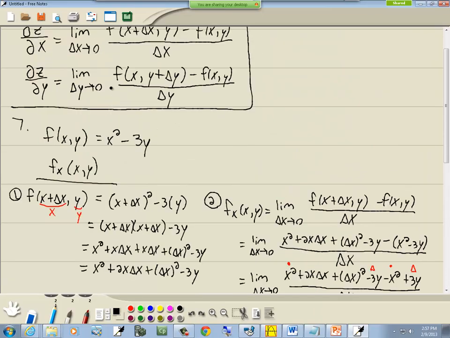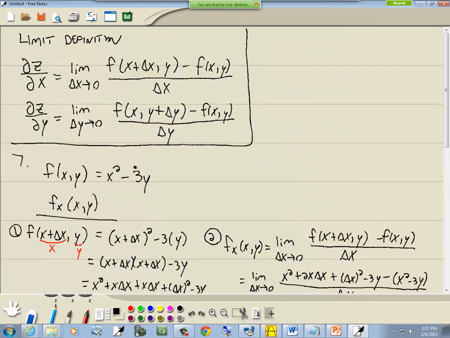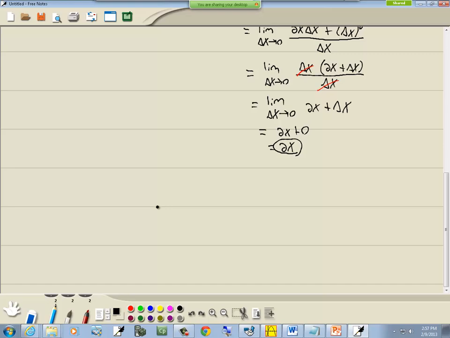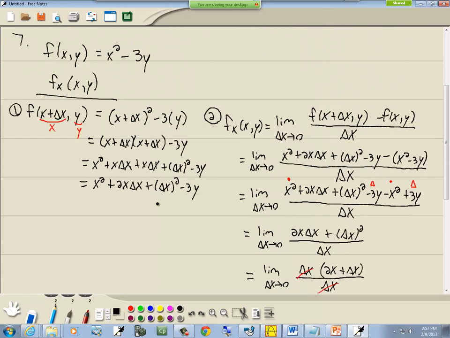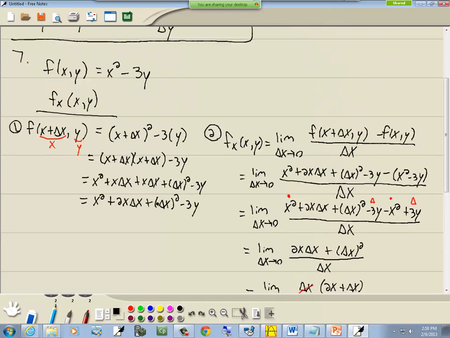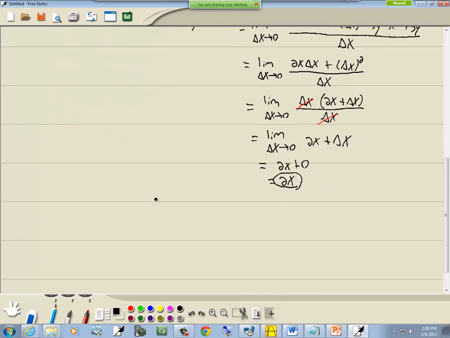Let me save this page. I don't think I've got room for part 2 down below. Or do I? Actually, part 2 is simpler. So let's look at that.